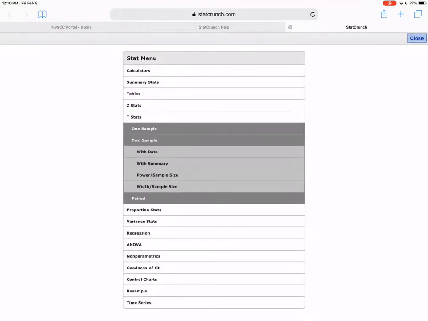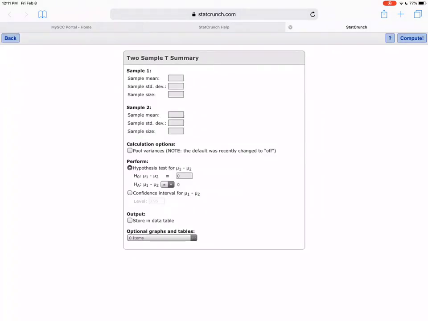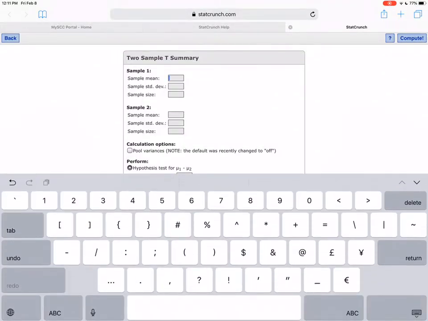When I go to my stat menu and I go to T-stats, when I don't know the population standard deviation, two sample, again because I'm comparing, and this is another case where I have the summary, not the actual data values. So just like I did before, I'm going to input the information from each group: sample mean for the first group, sample standard deviation, and sample size. Same thing for the second group.